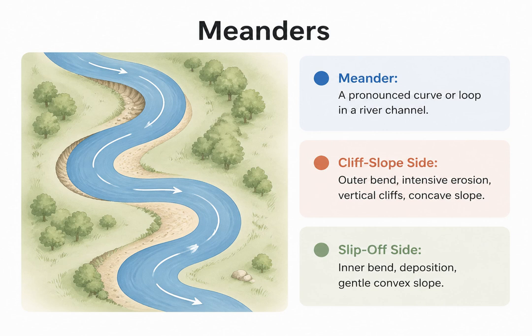A meander is a pronounced curve in the river channel. The dynamics of the water flow create two very distinct banks. On the outer bend, the water is pushed outward by centrifugal force, moving faster and causing intensive erosion. This creates a steep vertical bank called the cliff slope side. Conversely, on the inner bend, the water is sluggish. It drops its sediment here, creating a gentle sloping bank known as the slip-off side.